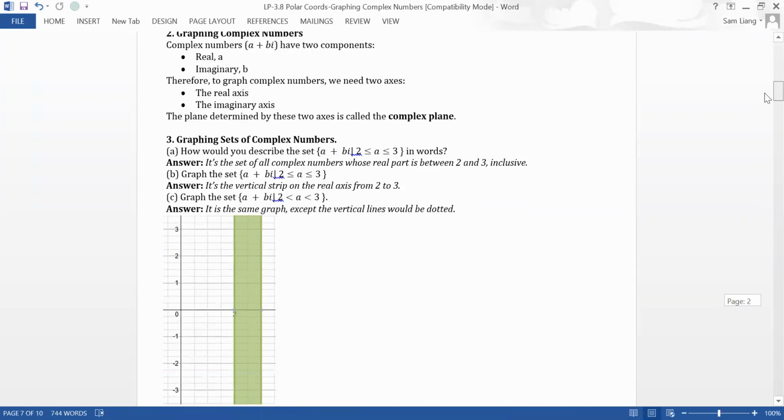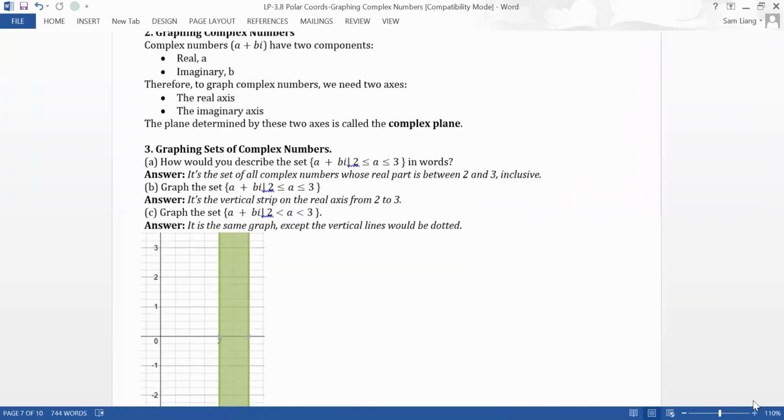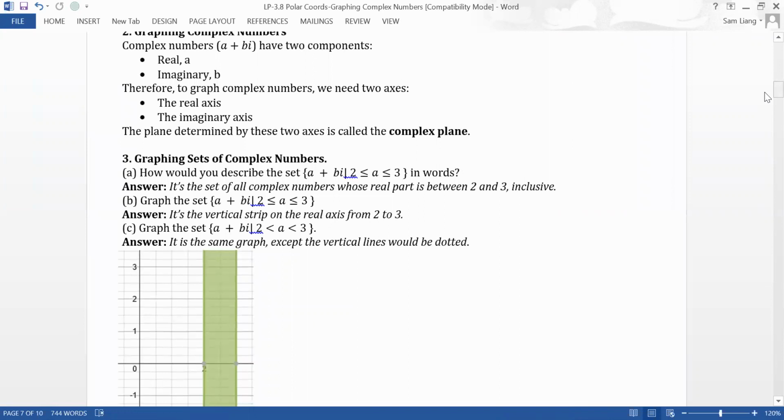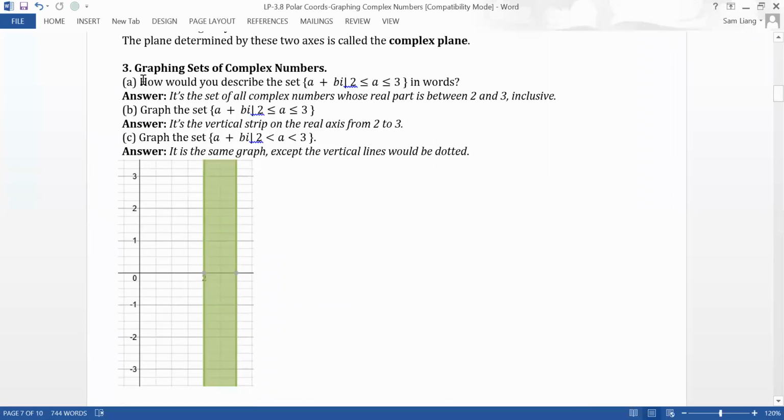All right, so here was the first set of questions. So how would you describe the set a plus bi? This vertical bar just means such that, so that's what it means in mathematical notation. This vertical bar, again, just translated into English, is such that. Okay, a is between 2 and 3 inclusive. So how would you describe that set?